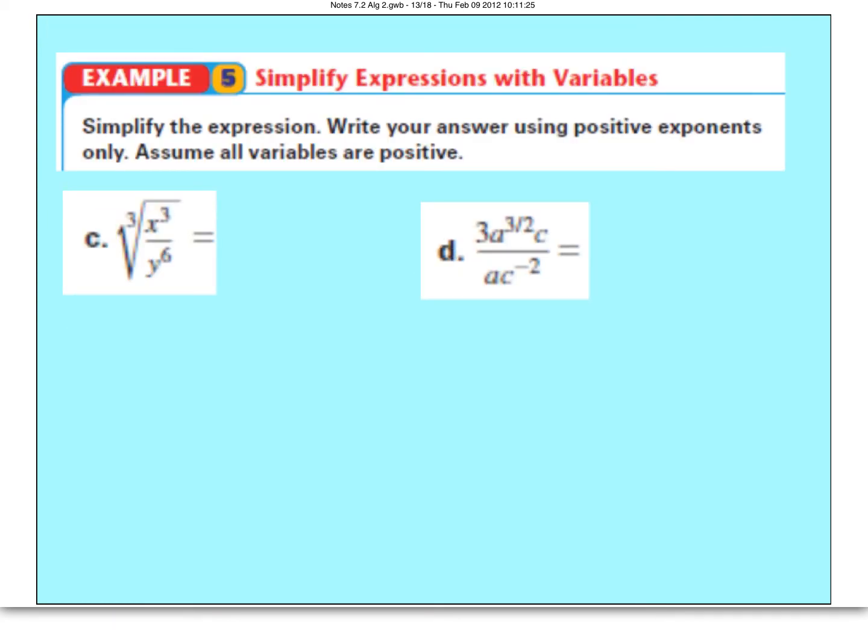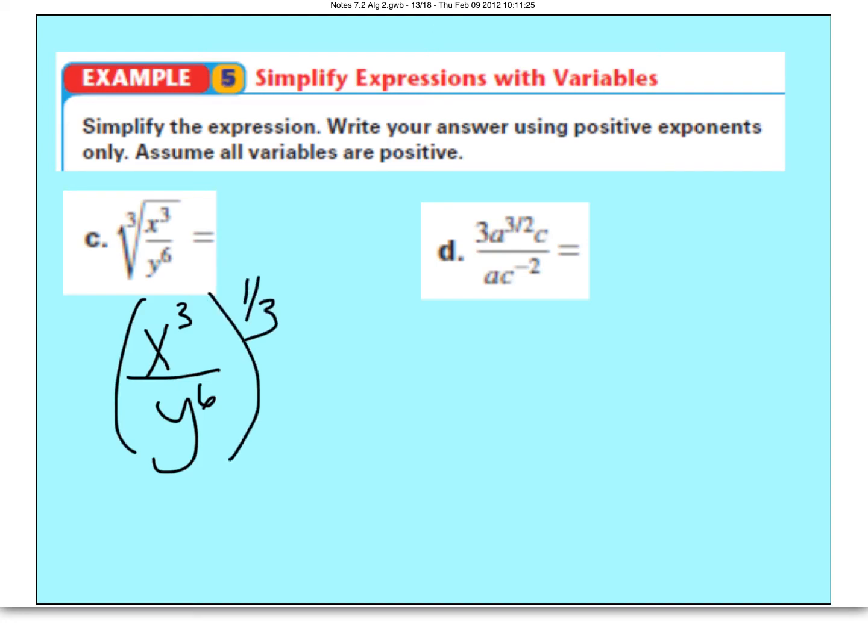Again, letter C here is written as a radical. I would prefer to see it as an exponent. It's the cube root. The cube root just means the 1/3 power. So I'm going to rewrite that whole thing, and I'm going to do that 1/3 power to everything in here. So it would be x, a little 3 times 1/3, over y with a little 6 times 1/3. When you multiply, if we want to put them over 1, we can, and just go straight across.